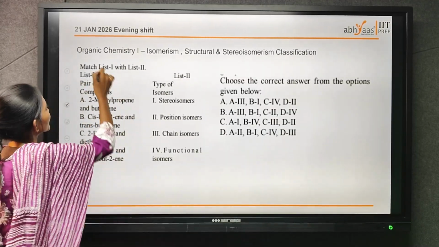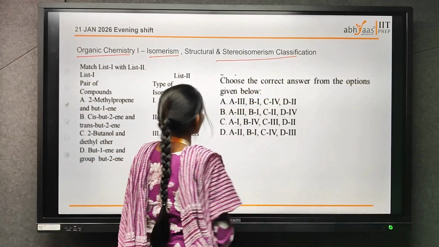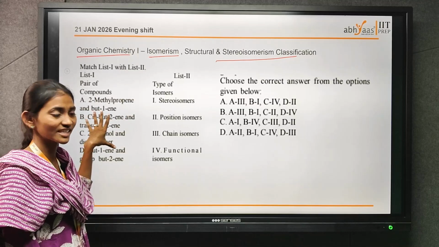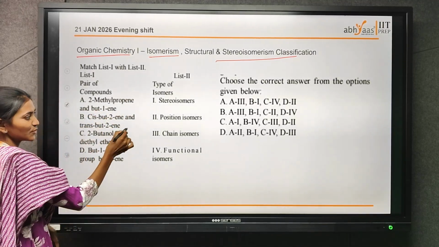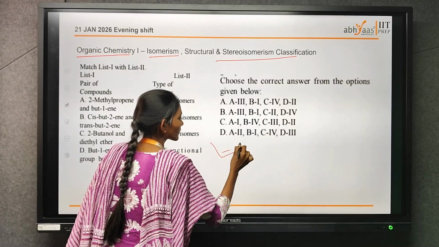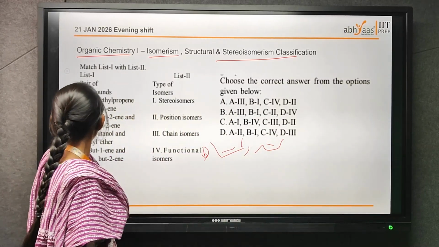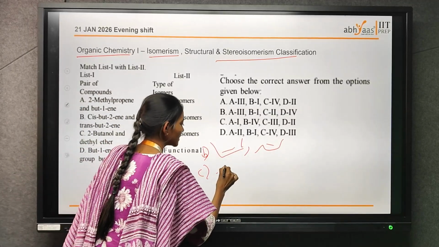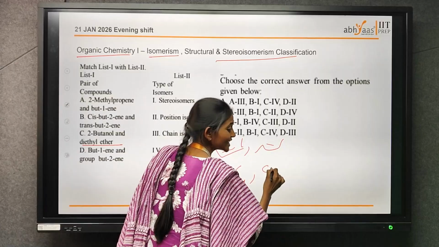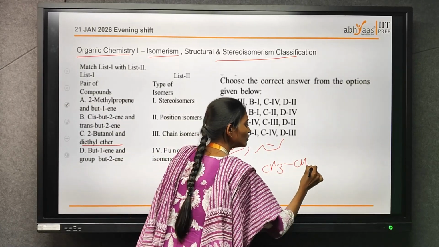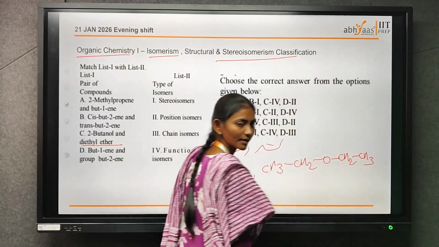And this question was from organic chemistry, which is isomerism, stereoisomerism classification. Here you need to know the structures. See here, we have cis-butene and trans-butene, right? So this is your B option. And butanol, we have butanol and diethyl ether, right? So CH3, CH2, O, ether, CH2, CH3, right?